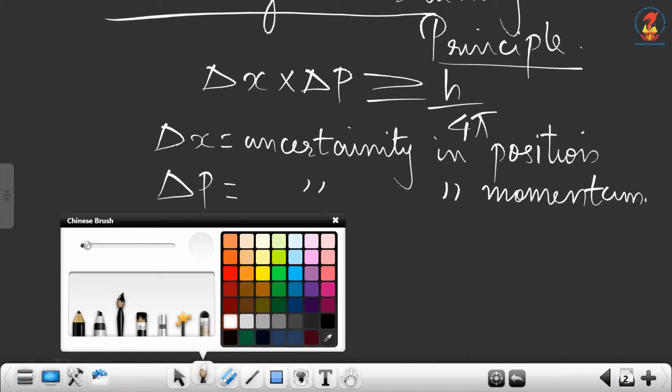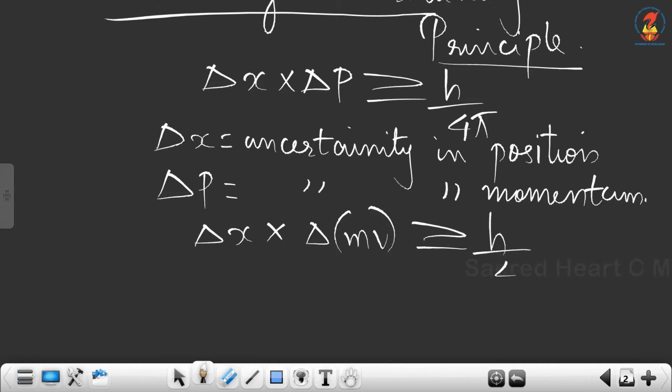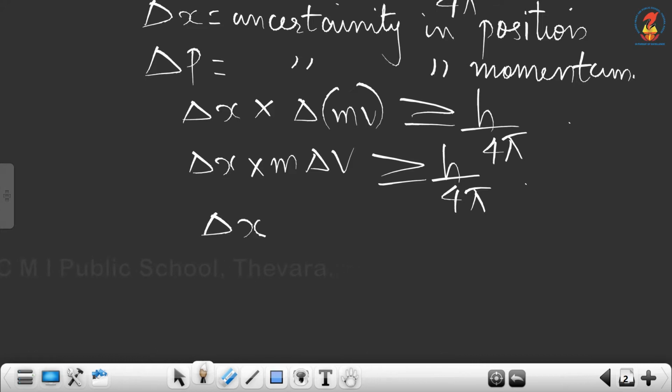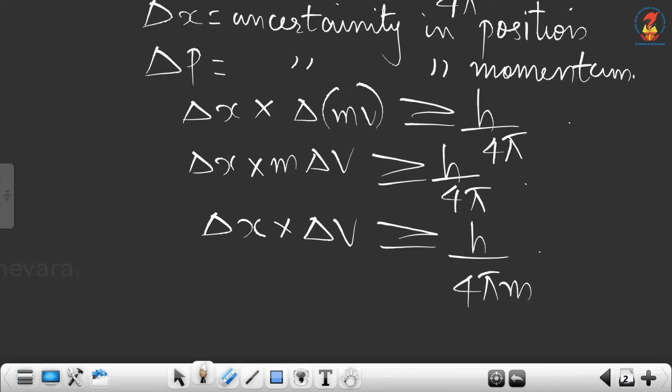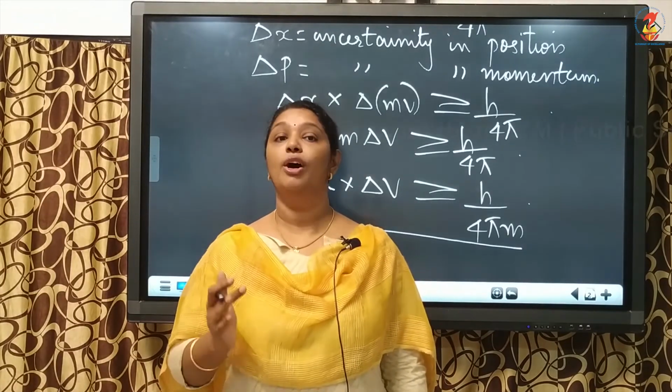Now, I am going to substitute instead of delta p, delta mv, mass into velocity. So, delta x into delta mv is greater than or equal to h by 4 pi. Mass is a constant, so I am going to take it out. So, delta x into m delta v greater than or equal to h by 4 pi. Or I can write delta x into delta v greater than or equal to h by 4 pi m. This is the mathematical expression for Heisenberg's uncertainty principle. The statement is, it is not possible to find the exact position and exact velocity of an electron.